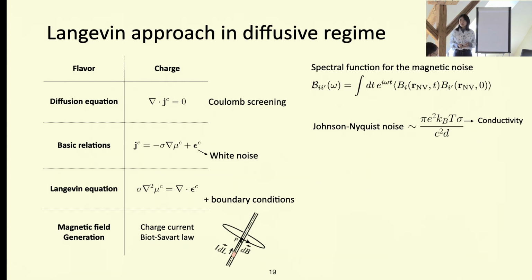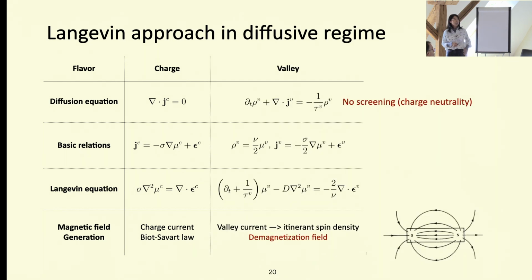And you know that for a normal metal, the charge conductivity follows the Drude type of peak in frequency space. And for low frequency, it's mainly just a featureless constant. But for the valley degree of freedom, the situation is different in two ways. One, there's no Coulomb screening because it's charge neutral. So we have the typical diffusion equation. There's a time derivative and then a relaxation term we consider in this model.